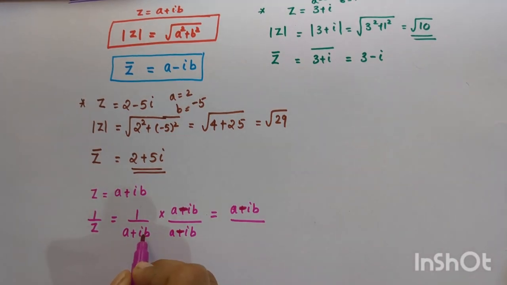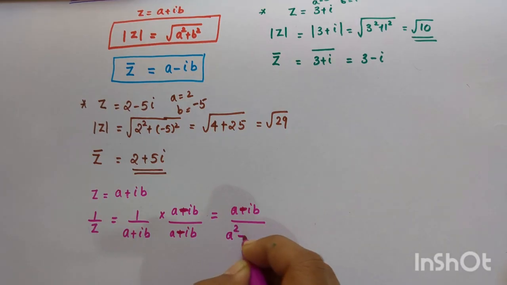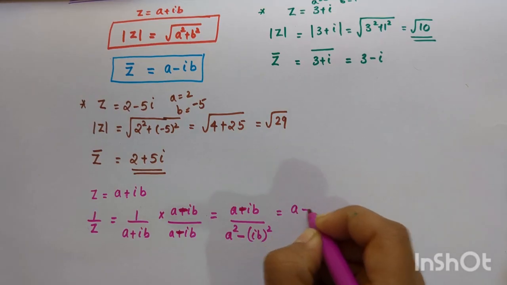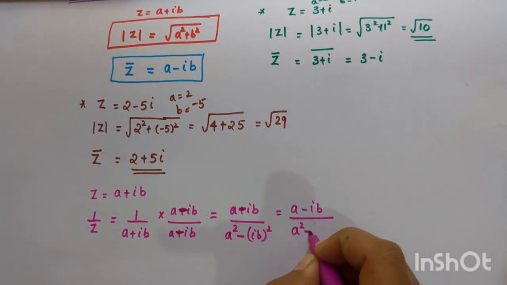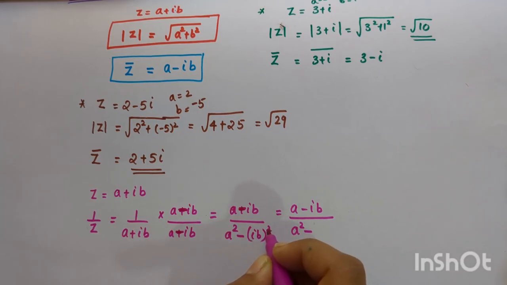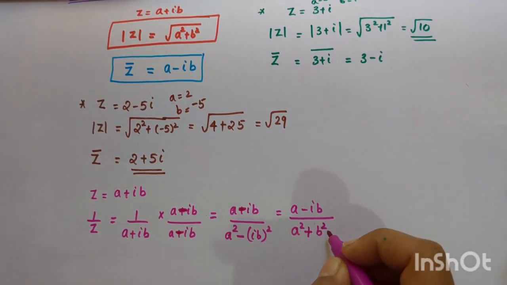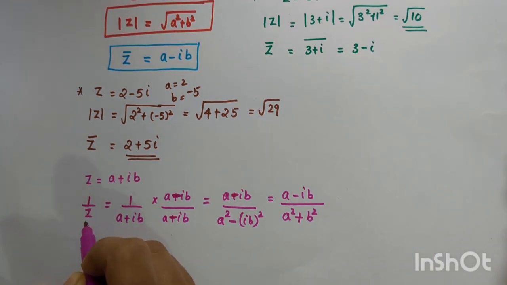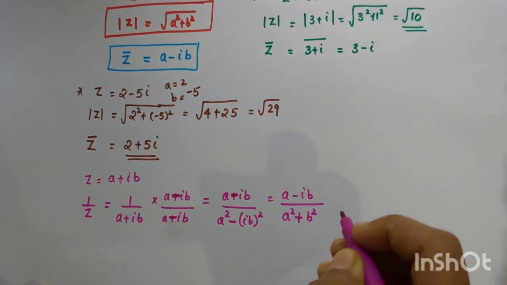See, this is in the form a plus b into a minus b, which is a square minus b square. So a square minus ib whole square. So this is equal to a minus ib divided by a square minus i square, and i square is minus 1. That minus and this minus becomes plus, then b square. So you see 1 by z is equal to a minus ib divided by a square plus b square.